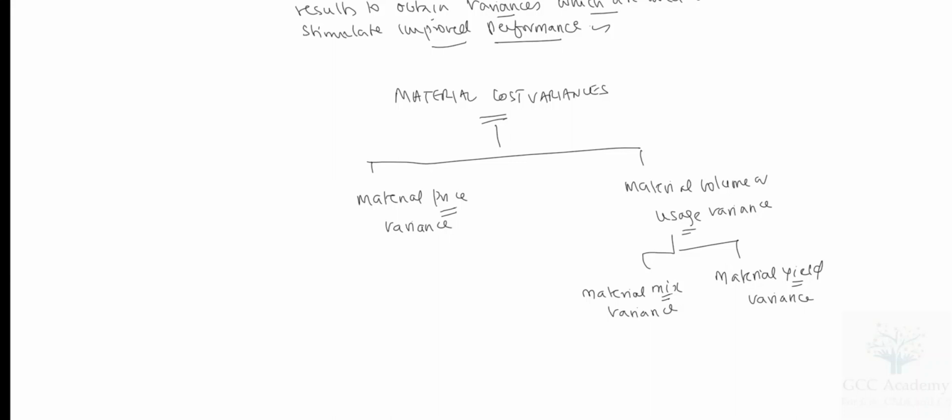Mix means you are going to use more than one material for a product. And yield means the output. You originally thought for every 100 kg of input you will get 99 kgs of output, but actually you get only 98 kgs of output. So there is a variance, and that will also be because of poor handling or poor quality material, etc.